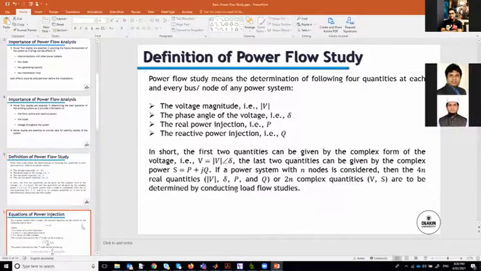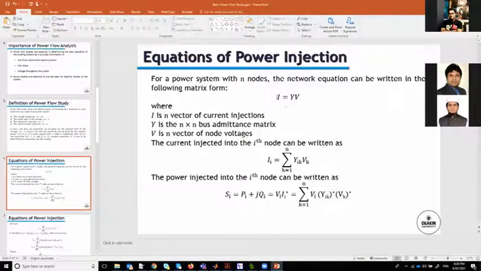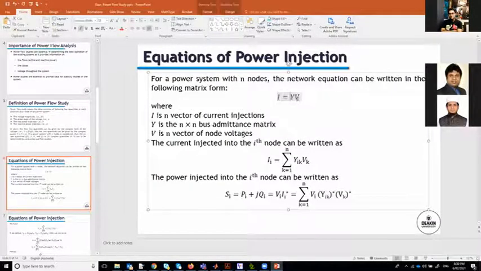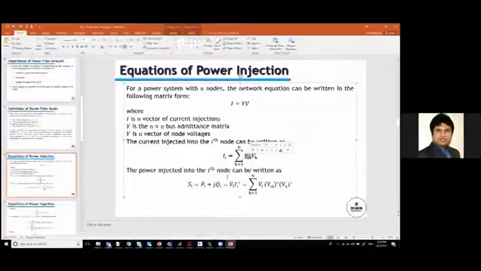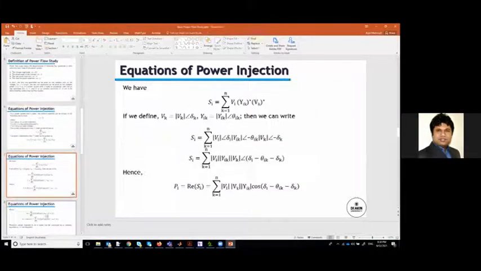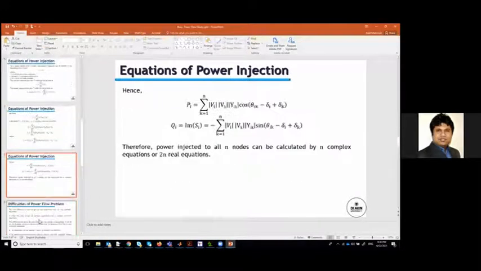Then I put some equations. This is I equals YV. Y is the admittance, V is the bus voltage, I is the current injected into a bus. Then I try to make it in a generalized way, if there are n number of buses. So this is basically elements of the Y matrix. You don't need to worry about those equations. I just try to show you why we need that power flow study.